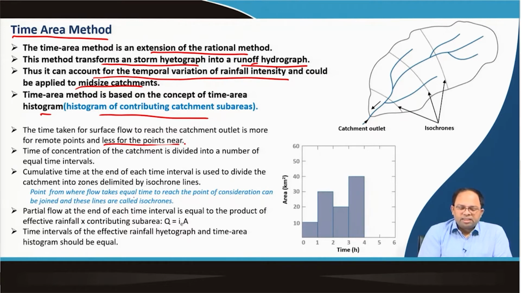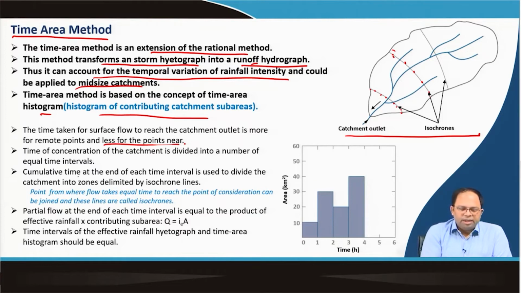Points from where flow takes equal time to reach the point of consideration can be joined, and these lines are called isochrones. So, let us look at this particular catchment. I have this isochrone line. That means, from this particular point, all these points, the time taken to reach the inlet is the same. Similarly, for this particular isochrone, all points lying on the isochrone, the time taken by water to travel from these points to that particular inlet is the same.